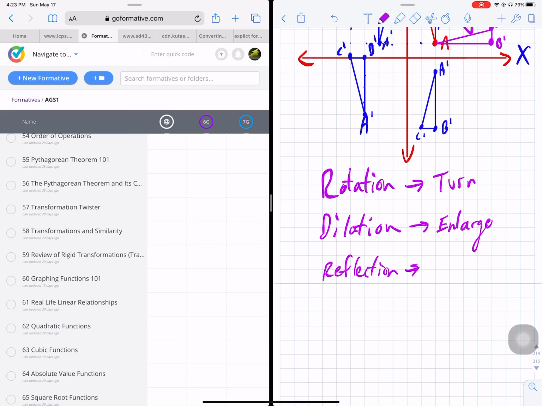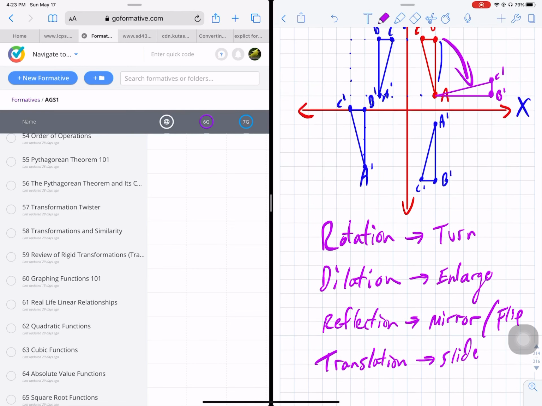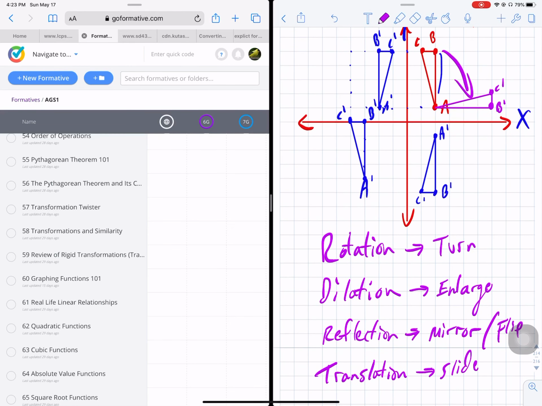And then translation, which is a slide. Turn, enlarge, slide. And this is like a mirrored image. Just flipping, if you need a different word. Flip. That is it for today.